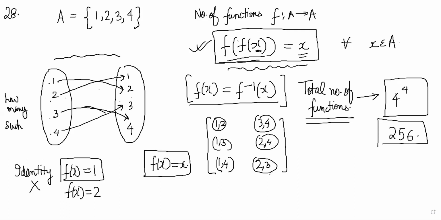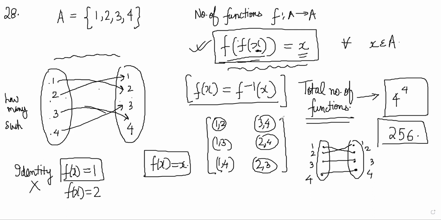What else can we do? We can also make functions like, let's think about this one. You have 1 2 3 4, and you have 1 2 3 4. What if we do f of 1 is 2, f of 2 is 1, and then f of 3 is 3, f of 4 is 4? Is that working? Just check. This part works. F of 3 is 3, f of 4 is 4, it works, right?